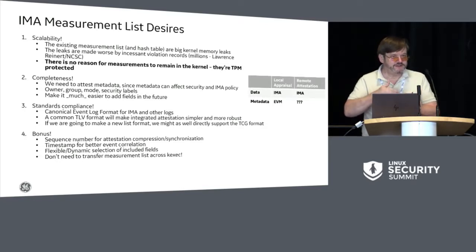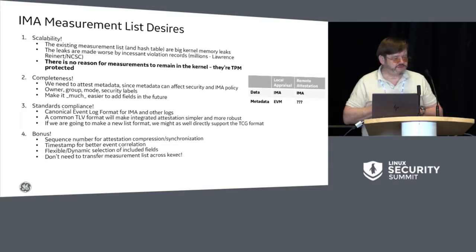And so we're looking at some ideas for moving these measurement lists out of the kernel into user space and managing them there. In some sense, there's really not a need to keep them in the kernel. The data itself is protected because it's anchored in a PCR in the TPM. So regardless of where it's stored, we can authenticate and validate it in a strong way. And so that's one of our issues.